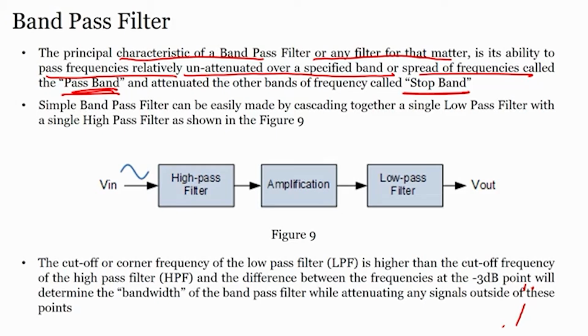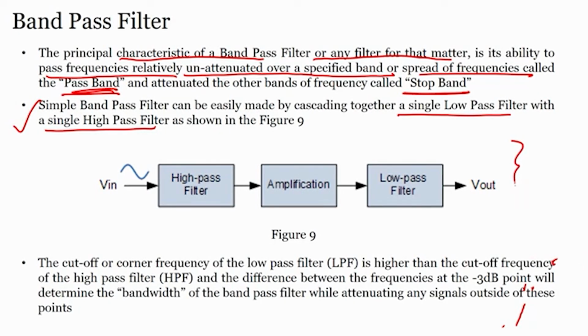Now, the second point: a simple band pass filter can be easily made by cascading together a single low pass filter with a single high pass filter. So easy, very easy. If I cascade a low pass filter with a high pass filter, I can get a band pass filter.